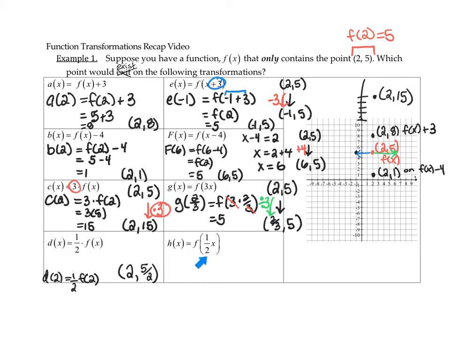So this last one, f of 1/2 x, is actually a stretch, and I think about what can I put into my function so that I end up with a resulting argument of 2. Well, I can put in 4. H of 4 means taking f of 1/2 of 4. Half of 4 is 2, and then f of 2 is 5. So the ordered pair that I get is 4, 5. It was previously 2, 5, and since this was a stretch, not a shift, what did I do? I multiplied the x values by 2.